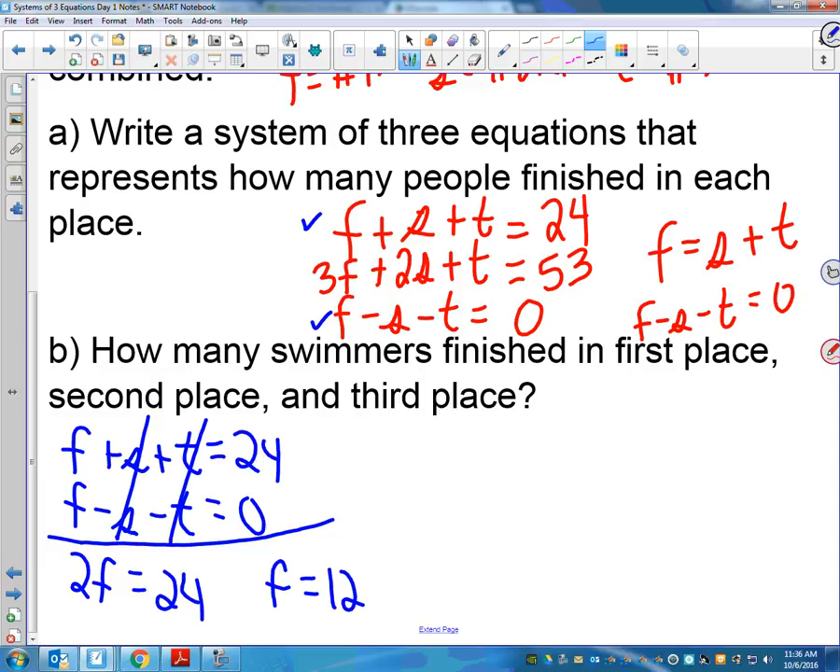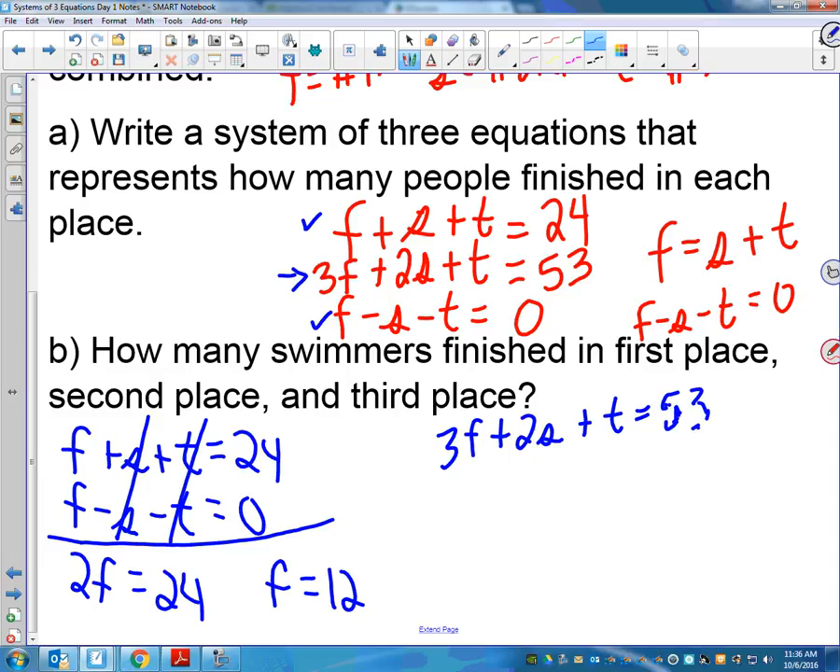Trying to decide what's better to do here. I feel like it's almost just as easy to just go ahead and eliminate t again. So I'm just going to pretend that this didn't work out so magically, just because the t's are going to cross out so nicely here. I have to go back and use this equation that I haven't used yet, right? I have to use 3f plus 2s plus t equals 53.